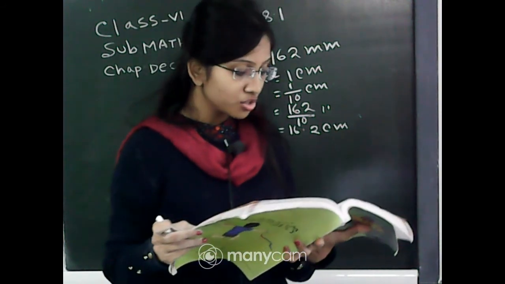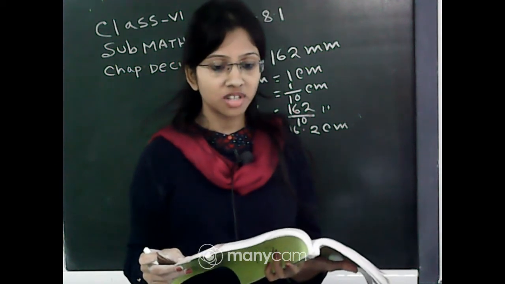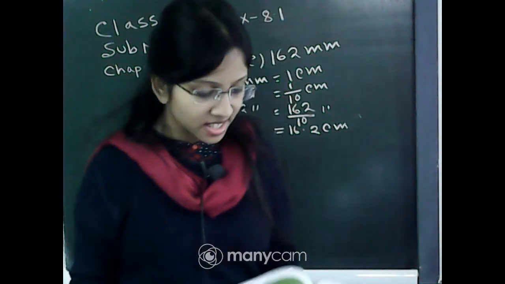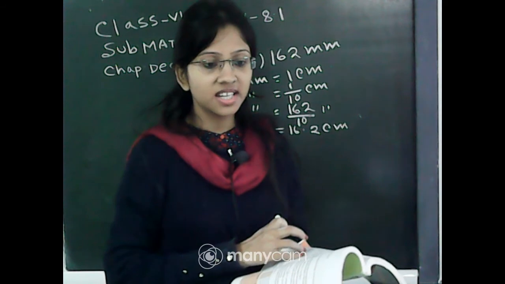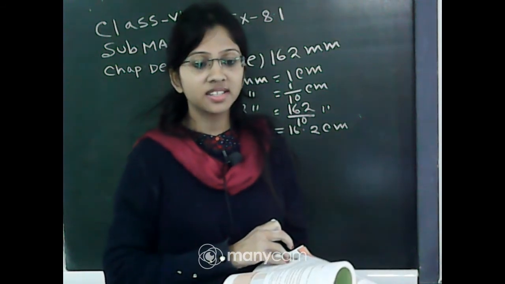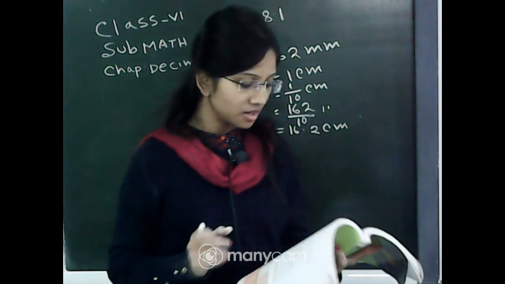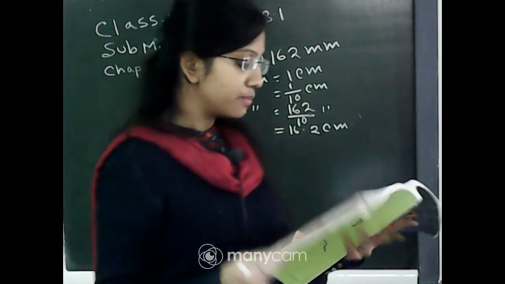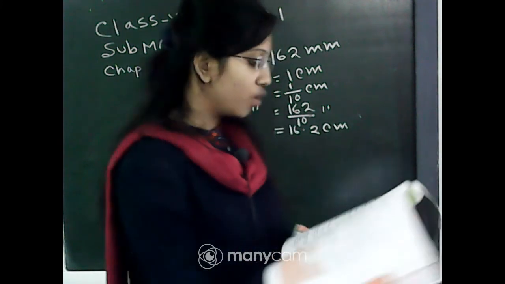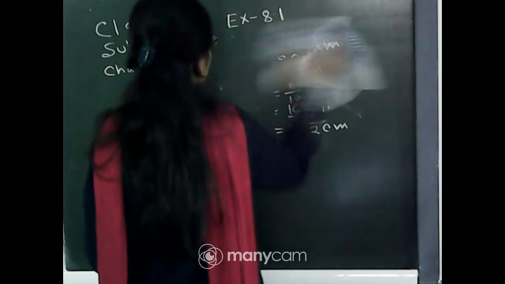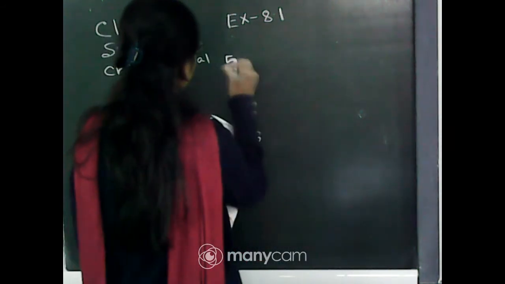Next, question number 5. Write the following decimals as fractions and reduce the fractions to lowest form. Binayak, page 168, exercise 8.1. Okay. Next question number 5. Write the following decimals as fractions and reduce the fractions to lowest form. First question 5a.